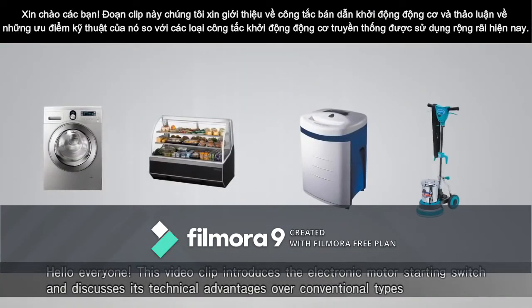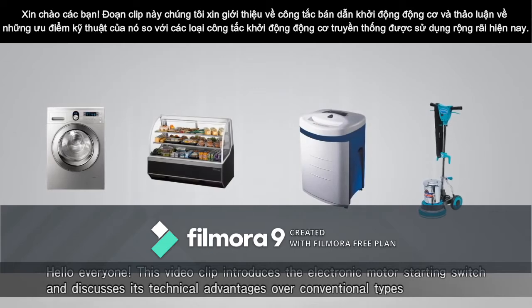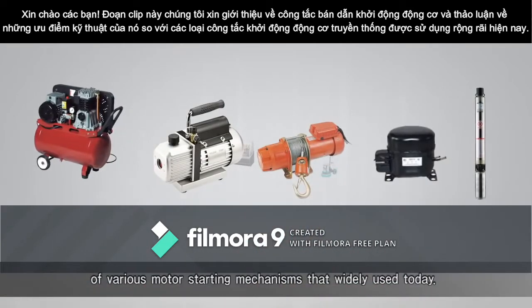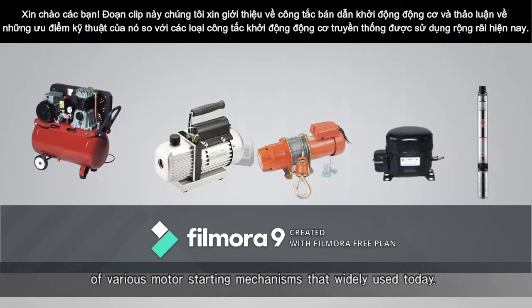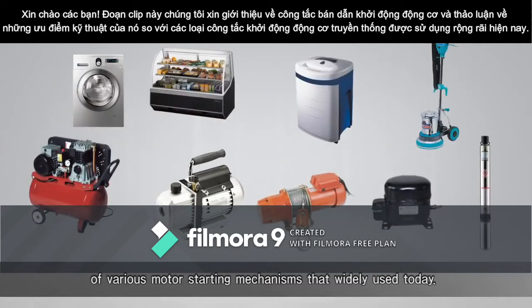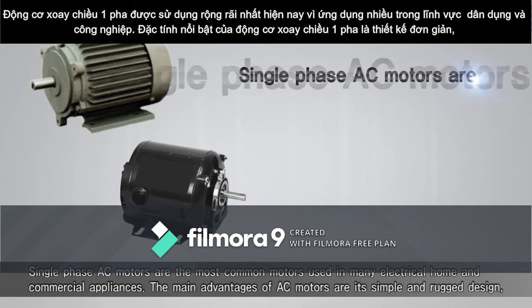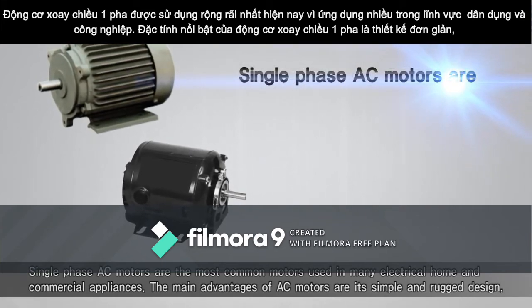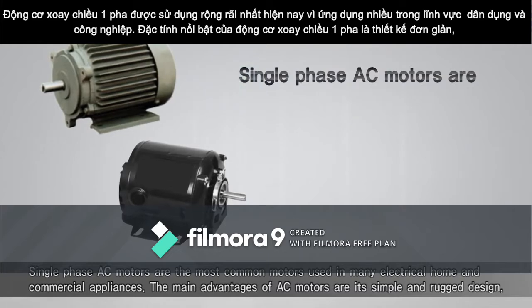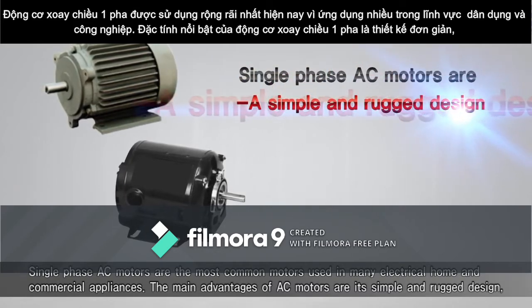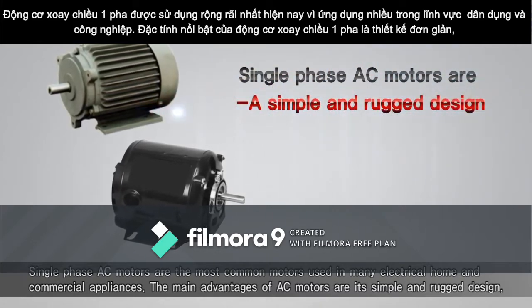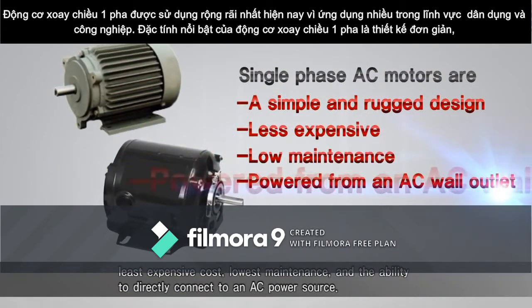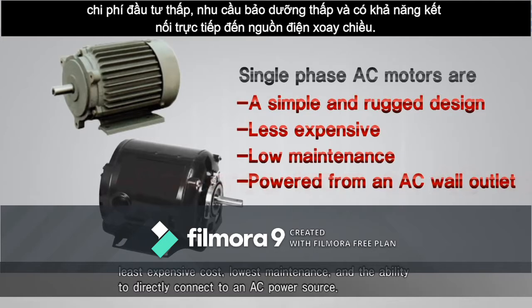Everyone, this video clip introduces the electronic motor starting switch and discusses its technical advantages over conventional types of various motor starting mechanisms that are widely used today. The single-phase AC motors are the most common motors used in many electrical home and commercial appliances. The main advantages of AC motors are its simple and rugged design, least expensive cost, lowest maintenance, and the ability to directly connect to an AC power source.